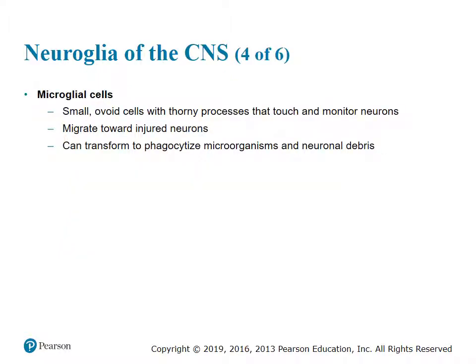Okay? Next one is our microglial cell. By the way, I didn't mention this, but why do we call it glial cell? Because glio comes from the root word meaning glue, right? Because that's what they do. They stick, right? They stick onto neurons. They kind of hold stuff together. That's what we call them, glial cells, glue cells.